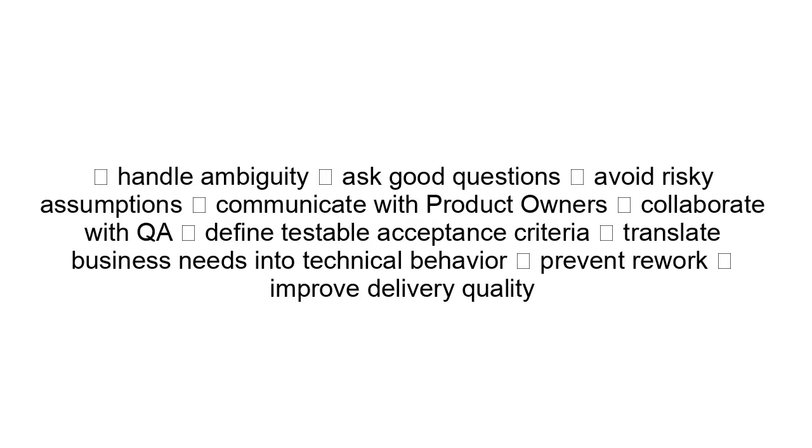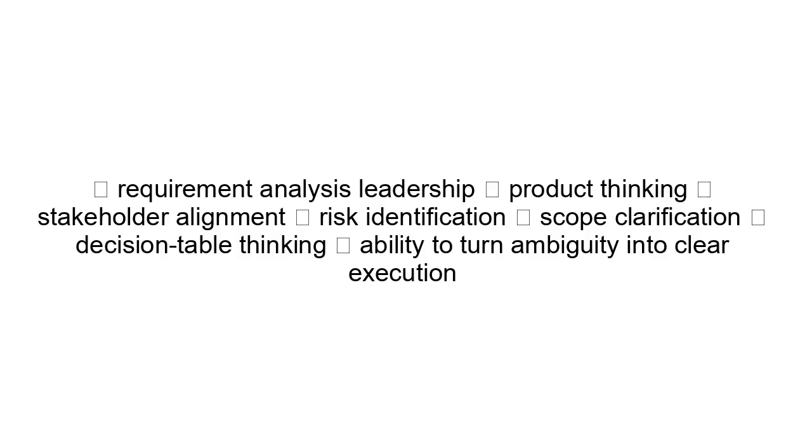What interviewers are looking for. Interviewers want to see whether you can handle ambiguity, ask good questions, avoid risky assumptions, communicate with product owners, collaborate with QA, define testable acceptance criteria, translate business needs into technical behavior, prevent rework, and improve delivery quality. For senior roles, they also want to see requirement analysis leadership, product thinking, stakeholder alignment, risk identification, scope clarification, decision table thinking, and the ability to turn ambiguity into clear execution.